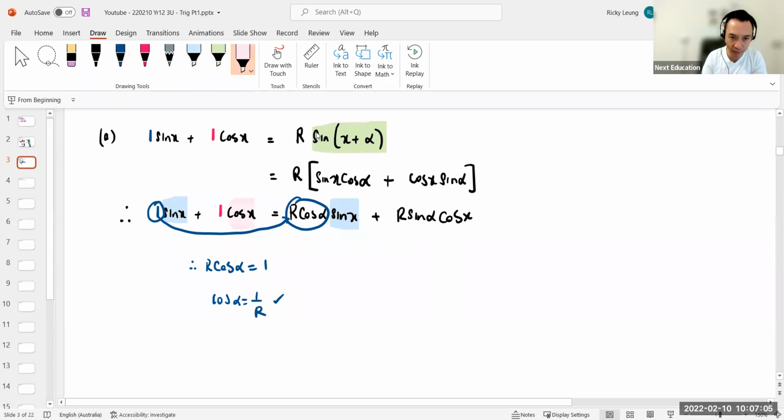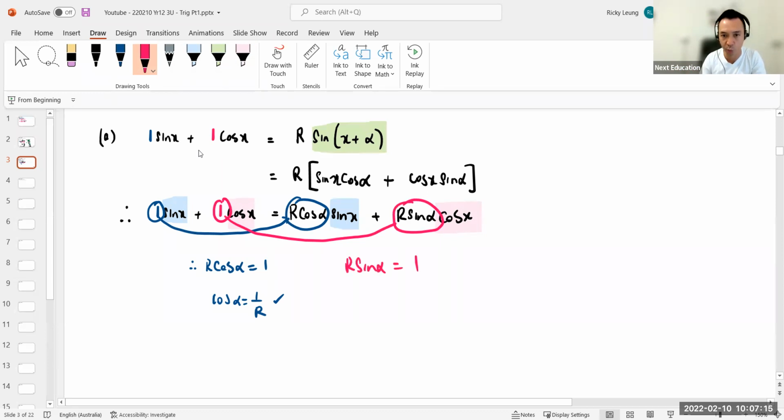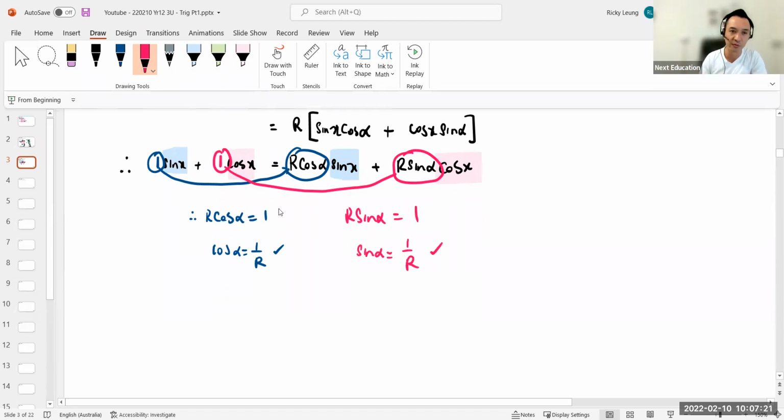Similarly, cos x is there, there's an expression for cos x there. We equate the 1 with the expression r sine alpha. So r sine alpha equals 1, make sine alpha the subject, 1 on r. That's enough information for me, in my right angle triangle, if I call this alpha, sine alpha is opposite on hypotenuse, cos alpha is adjacent on hypotenuse.